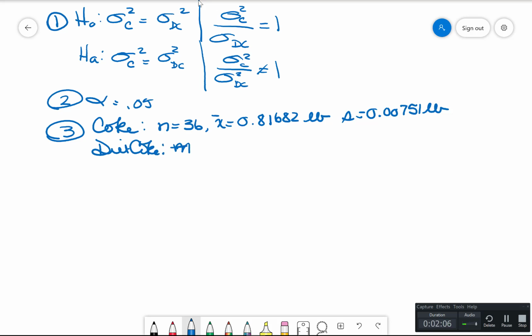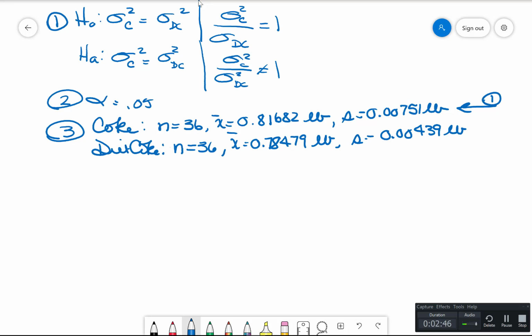Our Diet Coke, there's also 36 in the sample. The mean weight of our Diet Coke cans is 0.78479 pounds. And the standard deviation of our Diet Coke is 0.00439 pounds. Okay, now in your book it said that the larger standard deviation is always your group 1. So that's going to be our Coke, and then our Diet Coke will be group 2.